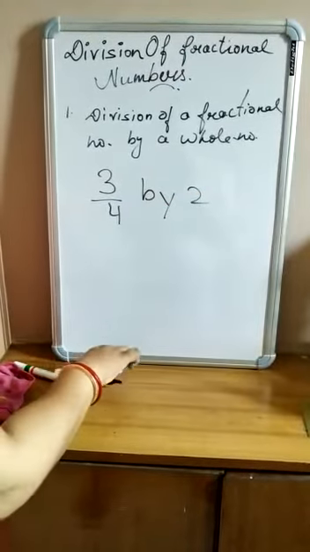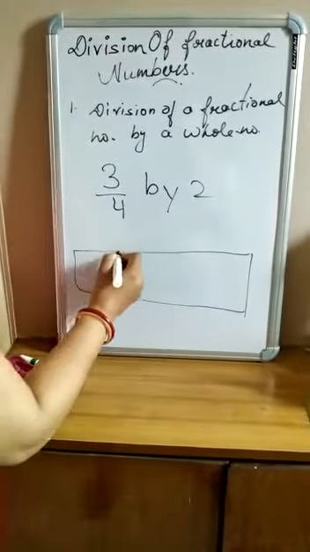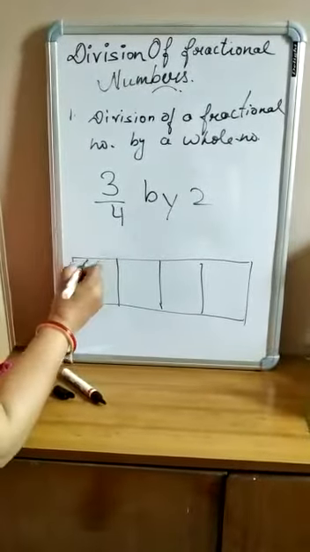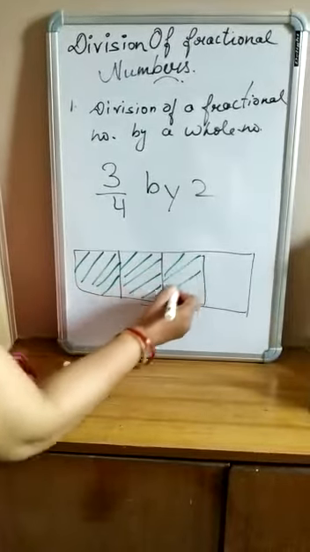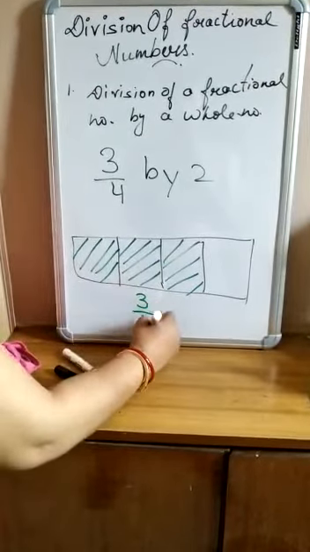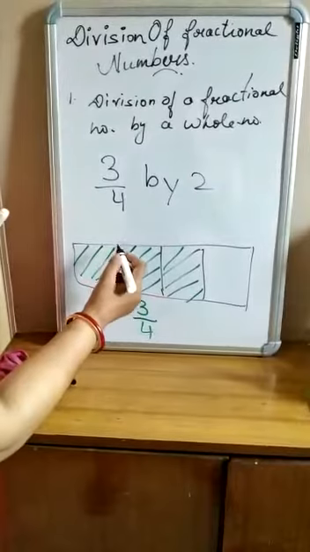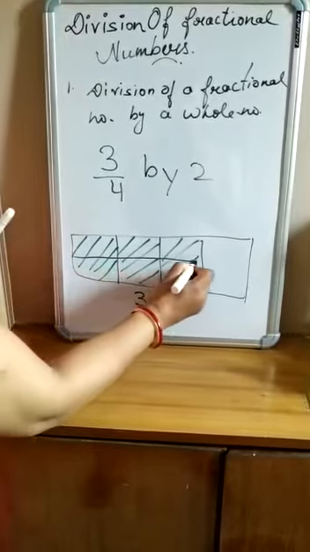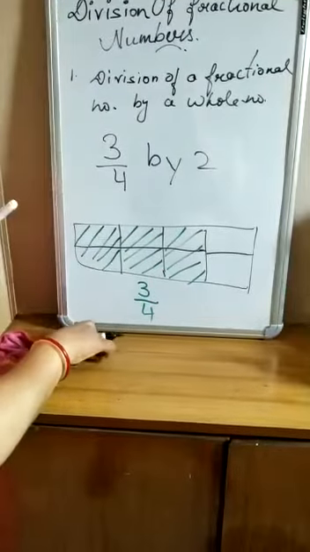Okay, children. Now, all of you look at the picture. Here, this one rectangle is divided into 4 equal parts, right? Now, I am shading 3 out of 4 parts. 3 parts out of 4. So, this represents 3 by 4. Okay. Now, let us divide this 3 by 4 into 2 equal parts.